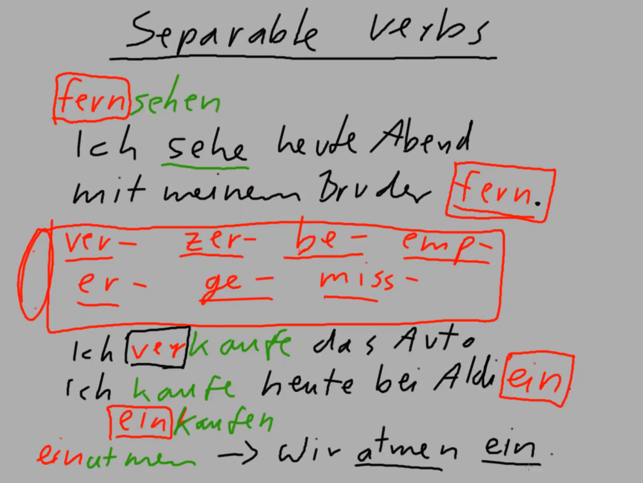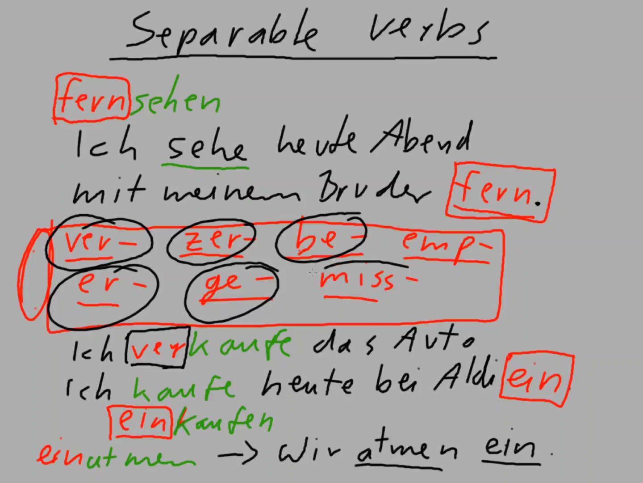So there are a lot of separable verbs, and then there's also a lot of inseparable verbs. But if you memorize these prefixes here, ver, zer, ge, be, miss, emp, if you got those figured out, then you know which ones are not separable, and that is much easier than to just memorize everything that is separable. So I hope this makes some sense.